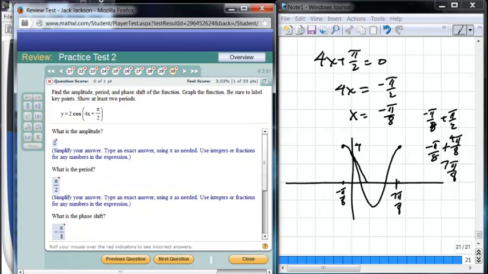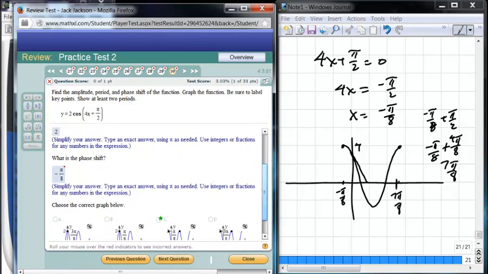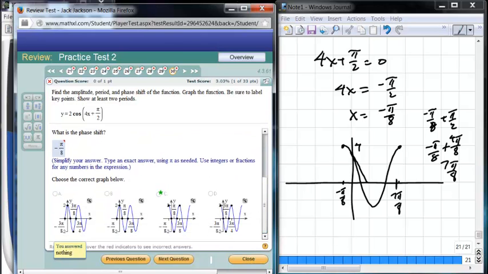Graph it on your calculator to check it. But that's going to be something like this one, starting above here at negative pi over 8. Both of these do that. It should cycle once to 3 pi over 8. 4 minus 1 is 3. 3 pi over 8, yes. It should cycle, which is what this one does.